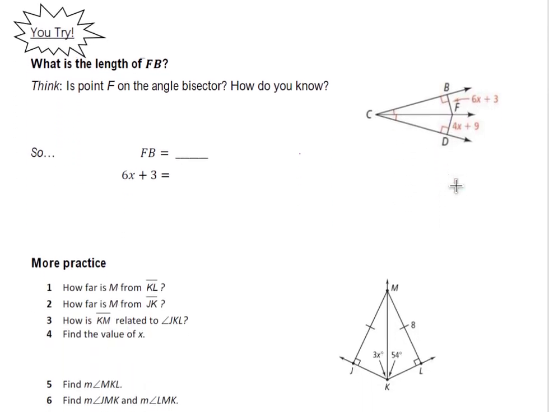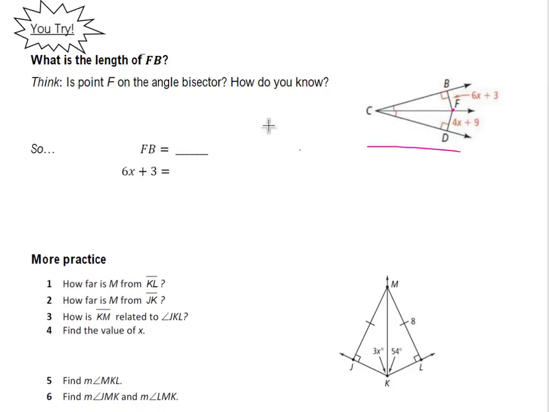So let's look at these examples here. Is point F on the angle bisector? If F is on the angle bisector, we can see that FB is equal to FD, since it's on the angle bisector, and that lets us know that 6x plus 3 must be equal to 4x plus 9. Take away 3 from both sides, take away 4x from both sides, we get 2x is equal to 6, which gives us x is equal to 3.